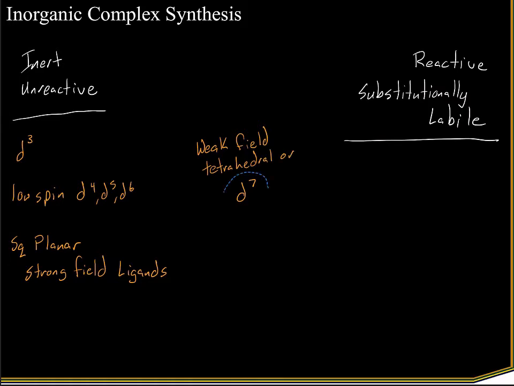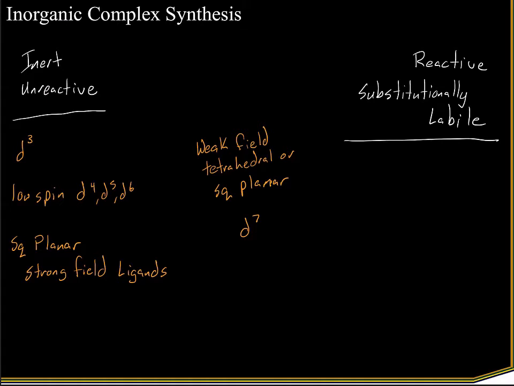So let's give ourselves some room here. I'm going to move d7 down a little bit. So if we have weak field tetrahedral or square planar, right, these kind of fall in the middle. They might not react extremely quickly, but they are still more reactive.